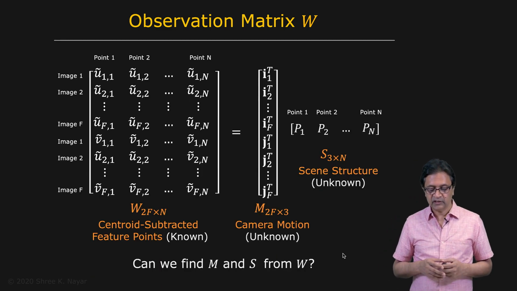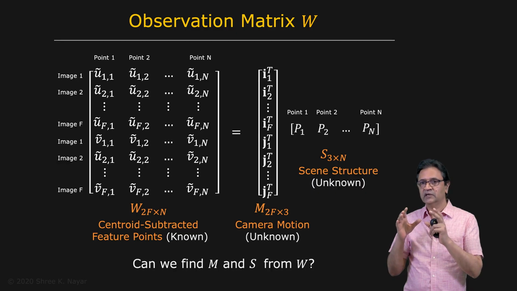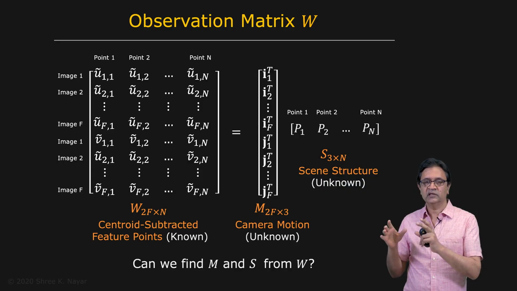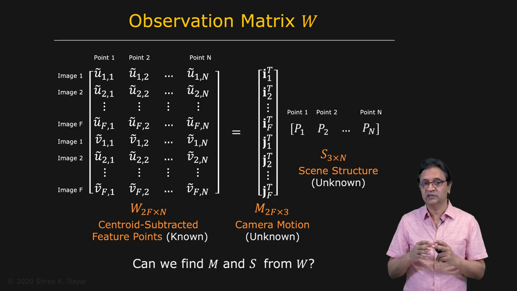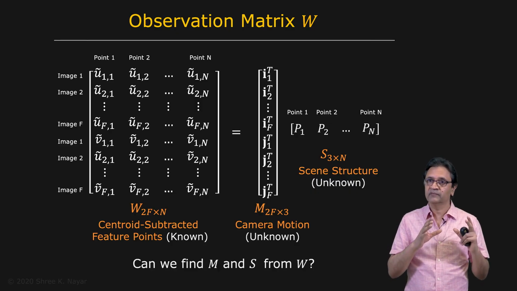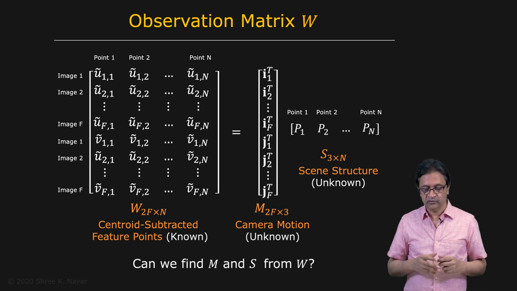And the question that we're asking is, from this observation matrix on the left-hand side, can we recover the matrix S on the right side, which is your structure matrix? Well, it seems like if you can do that, obviously you've also computed the matrix M, which is your camera motion matrix. Indeed we can, because the observation matrix has some very special properties. We're going to exploit them in order to do exactly that.